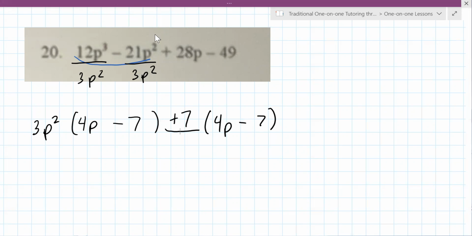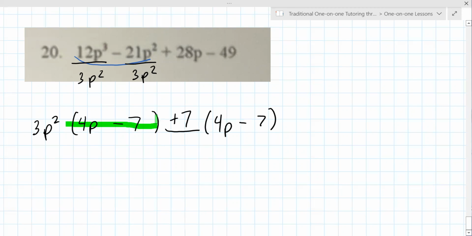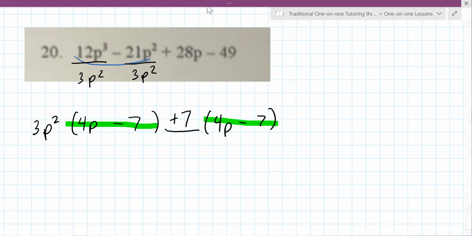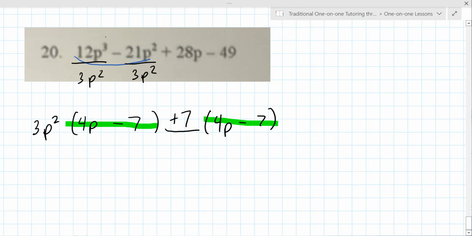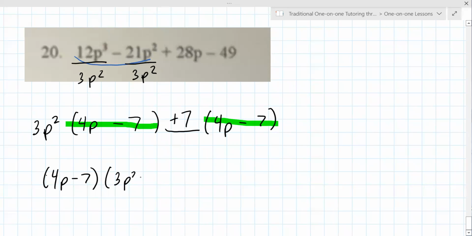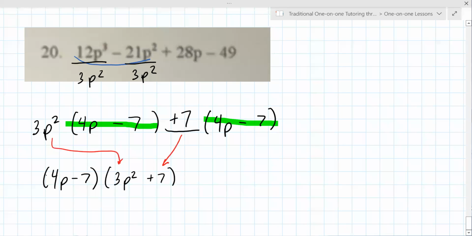So now these both have a 4p - 7 in them. So you're going to factor that out. 4p - 7. And then what's left over? The 3p squared plus the 7. Like that.